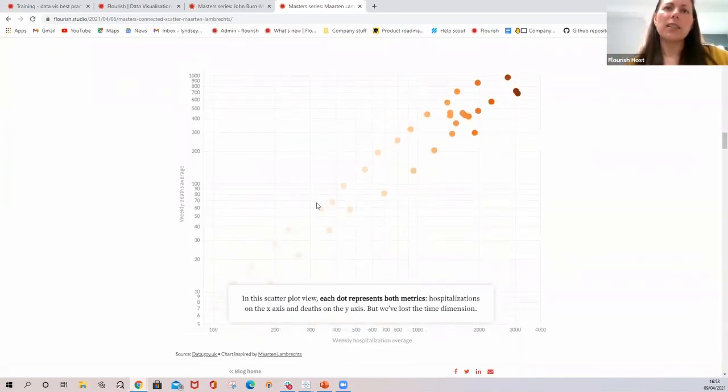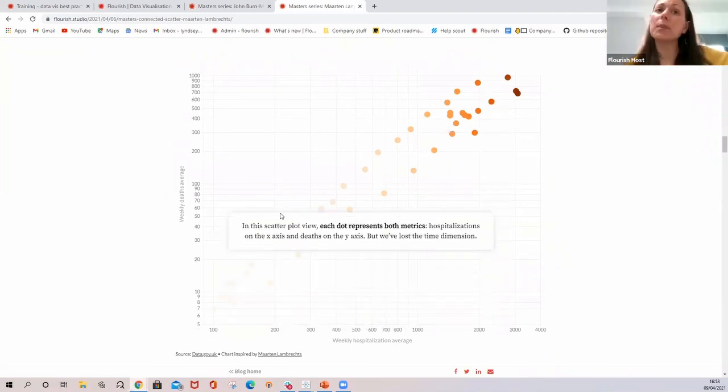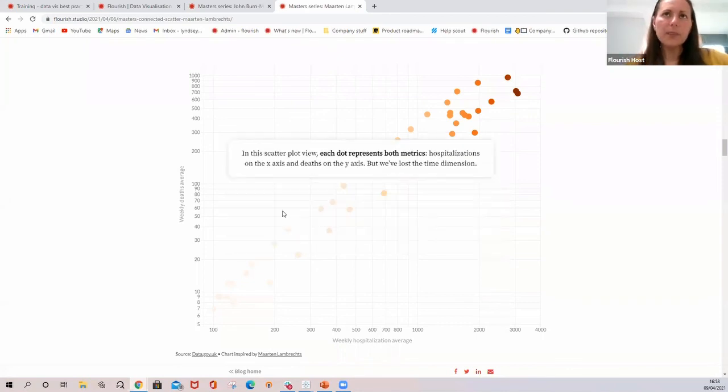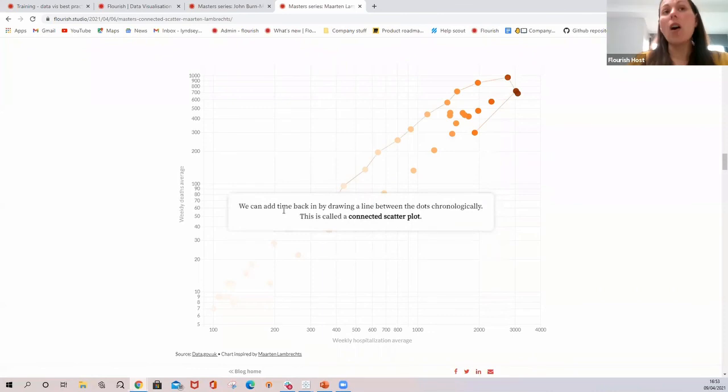So now that animation is helping people to understand where the dots are. So now in the scatter plot view, each dot represents both metrics, hospitalizations on the x-axis and deaths on the y-axis. And we've lost the time dimension because we've moved from a time series line chart to a scatter chart. We can add in the time dimension by drawing a line between the dots. So this gives the chronologically ordered over time. And this is what we call a connected scatter plot.